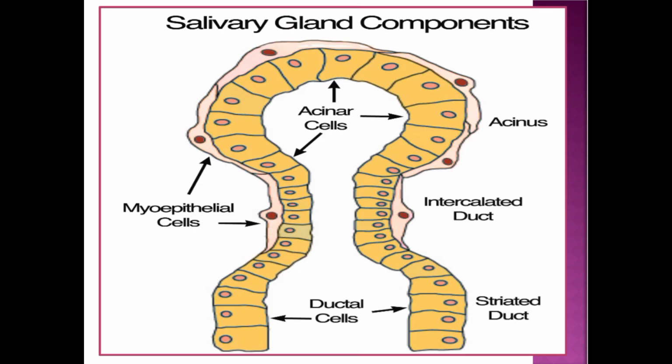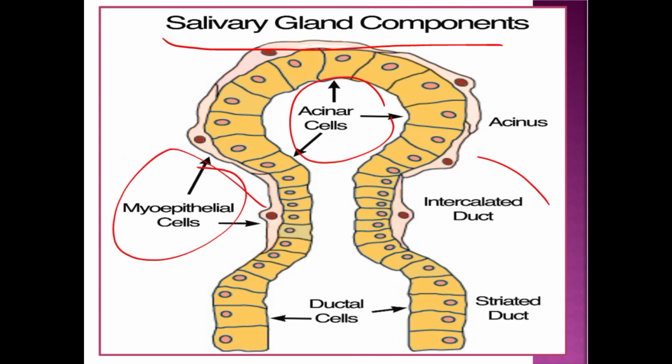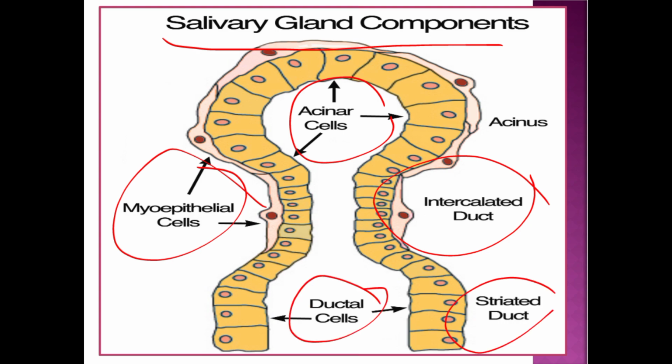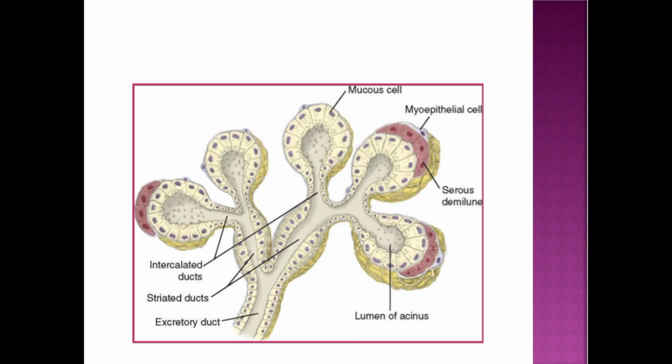Okay, then you have the whole structure of the salivary gland component, in which you have acini here, myoepithelial cells, then you have the intercalated duct, then the striated duct here, and these are the cells of the ductal system. You can see the myoepithelial cells. Myoepithelial cells have the function of contraction. When these cells contract, they push the saliva into the ducts, into the intercalated ducts. Then the intercalated ducts come into the striated ones. Then the striated goes into the excretory duct, which is the major duct.